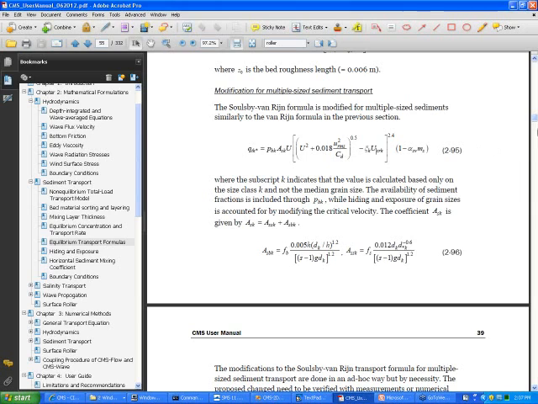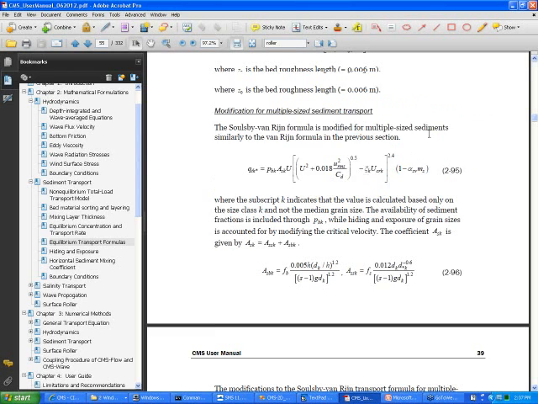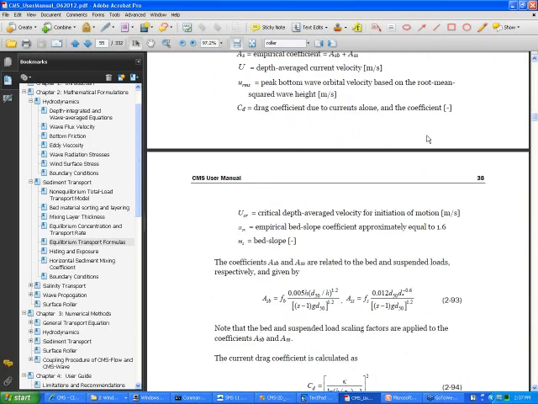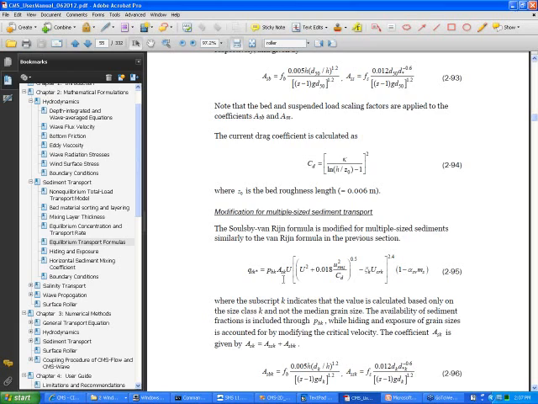Now, this parameter here is the hiding and exposure, and similar to the Van Rijn formula, it's applied to the critical velocity. This is the most physically accurate approach, and it's also done with the Van Rijn formula. As far as the sediment availability, in all the formulas it's just directly multiplied by the formula. It's included in the front of it, like you see here, and that's the standard practice.